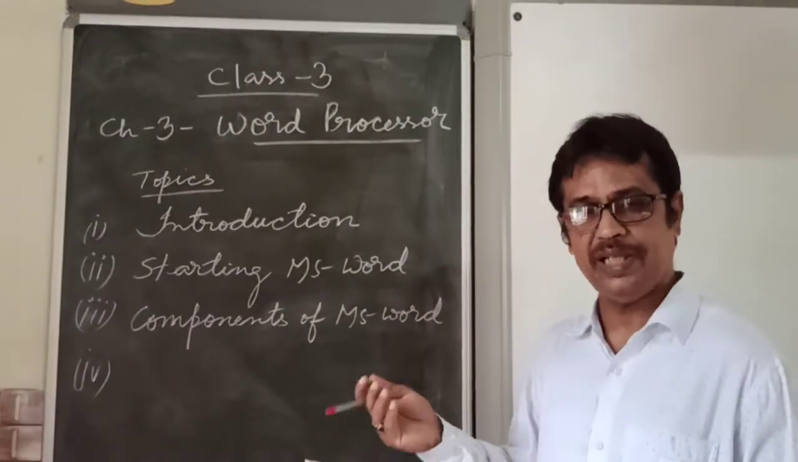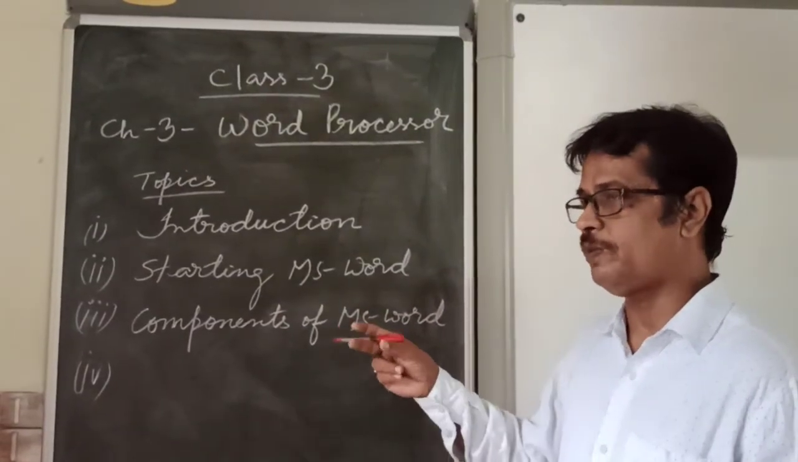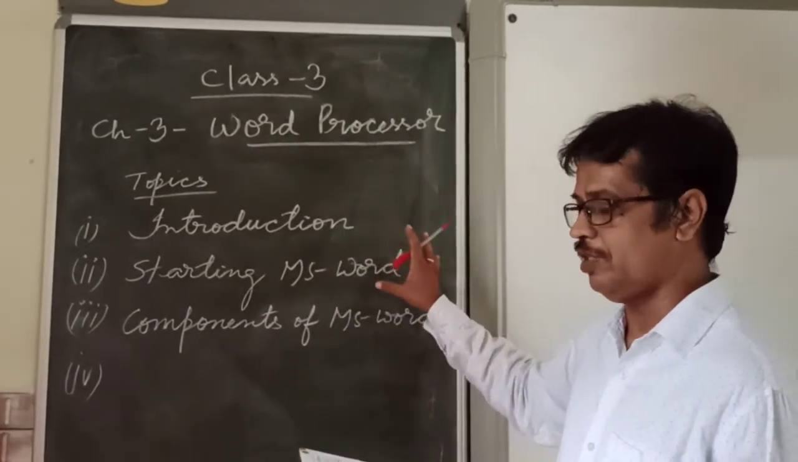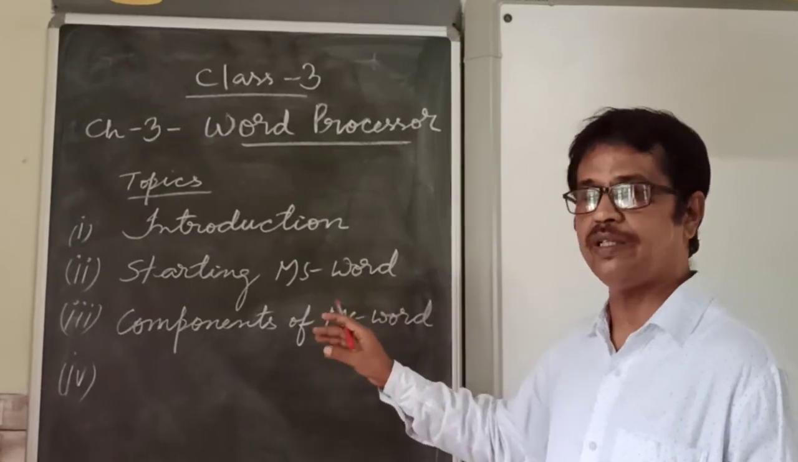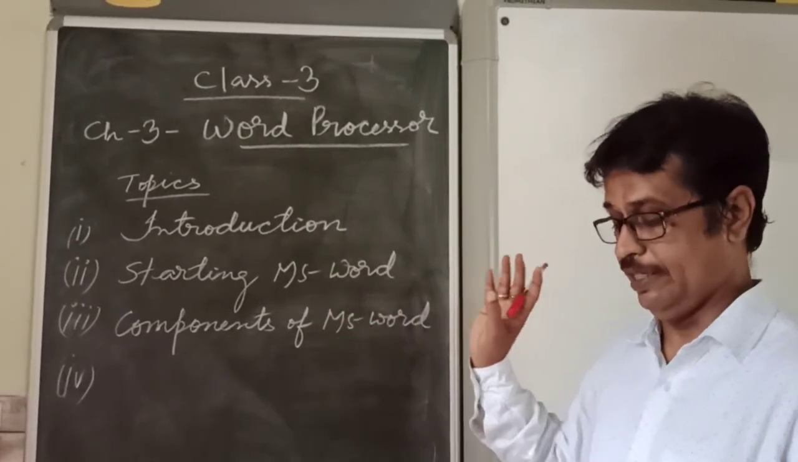Microsoft Word is application software. When you open Microsoft Word, the whole screen is called the Microsoft application window, and the place where you type your document is called the working area.